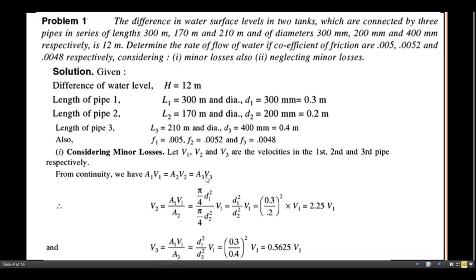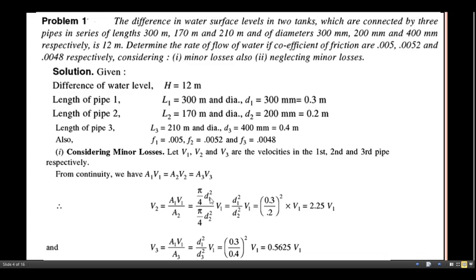If I just equate this term with this one, we can get v3 equals a1 v1 divided by a3. Now what about this one? We know a1 is nothing but pi by 4 d1 square. Substitute here. In the case of a2, also substitute here, pi by 4 into d2 square.